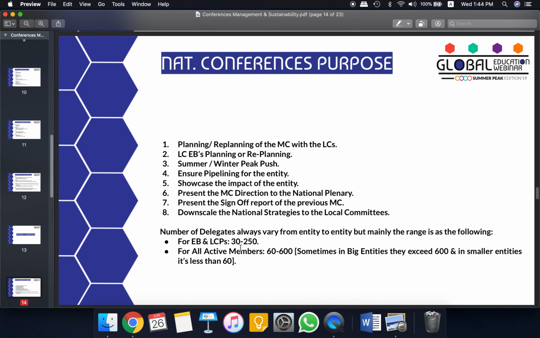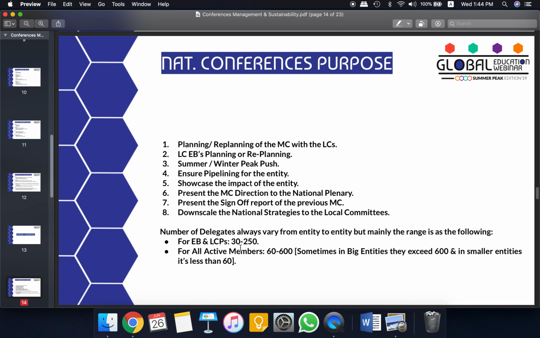LCEB planning or replanning, summer peak or winter peak push, ensure the pipelining for the entity, showcasing the impact of the entity, present the MC direction to the national direction, and present the sign-off report of the previous MC. This mainly happens in July or October, depending on the conference cycle. As well, downscale the national strategy to the local committees and ensure that the MC plans are being implemented by the LCs. Number of delegates, it depends.